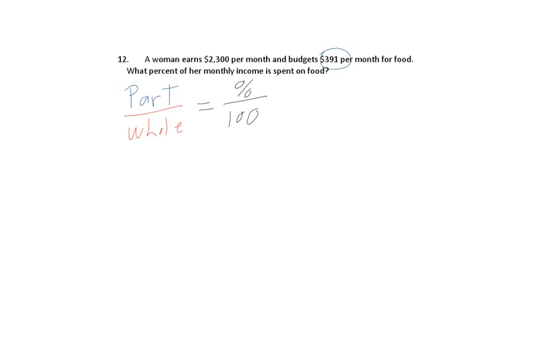Part of her budget is food, and the cost for that is $391. Her whole budget is her entire paycheck, which is $2,300. Percent, I'm going to write x because that's what we're trying to find out, and 100 is 100. But nonetheless, cross multiply and we'll be finished.